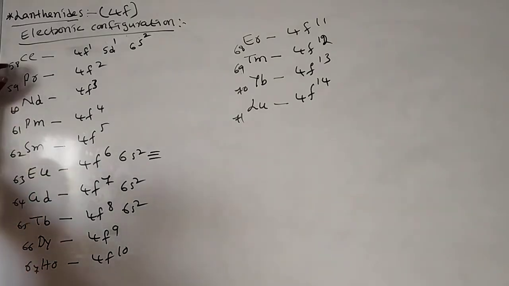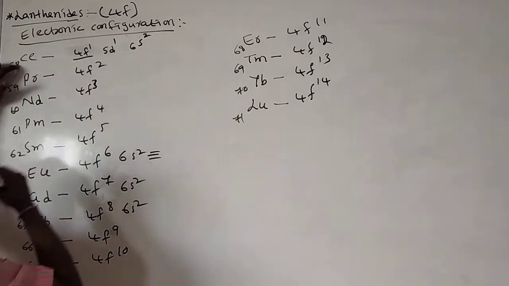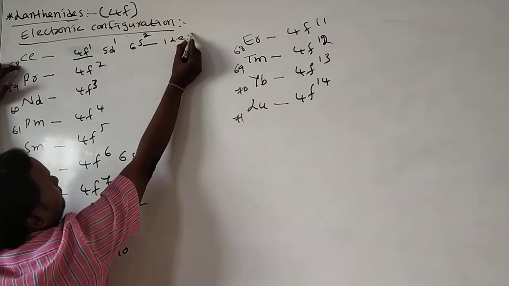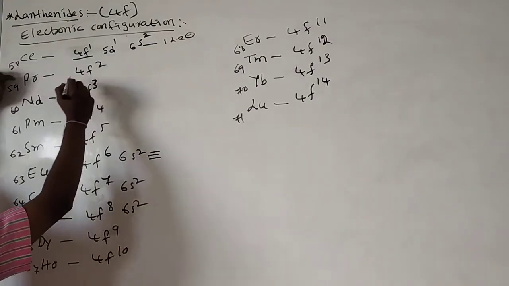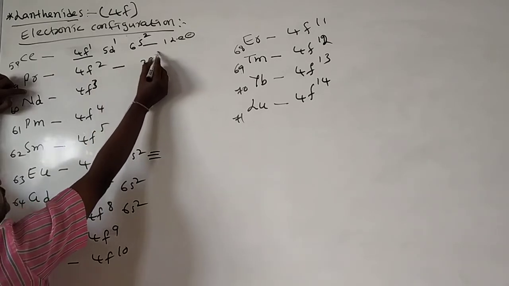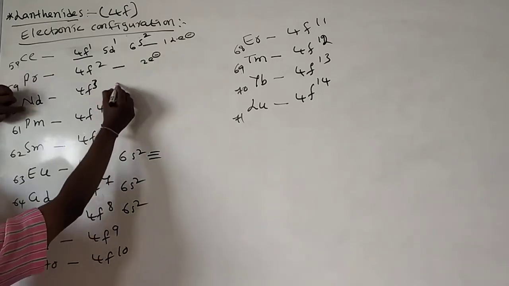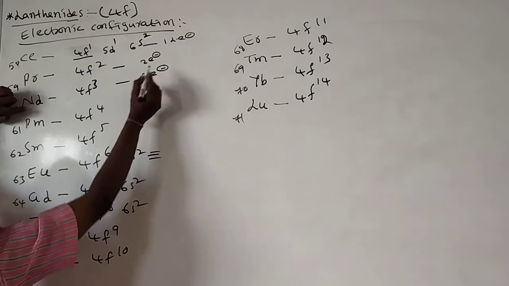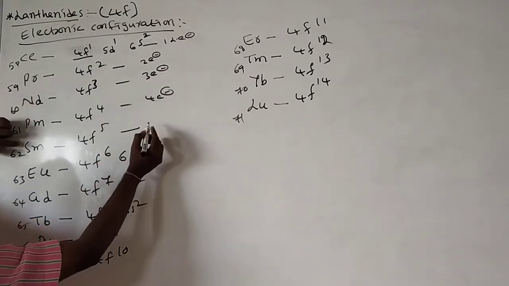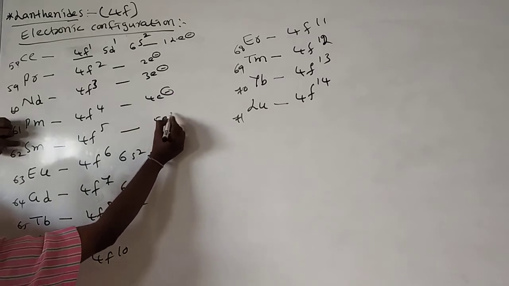See, cerium's electronic configuration is 4f1. It has only one lone electron. Here it is praseodymium, 4f2, it has 2 lone electrons. Neodymium has 3 lone electrons. Promethium has 4 lone electrons. Samarium has 5 lone electrons.